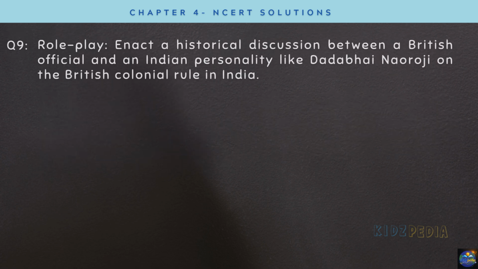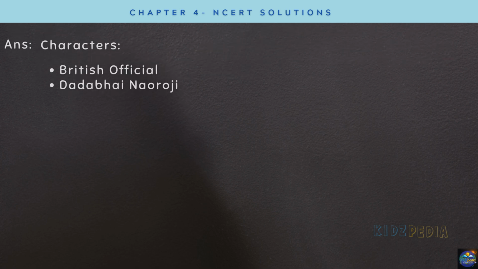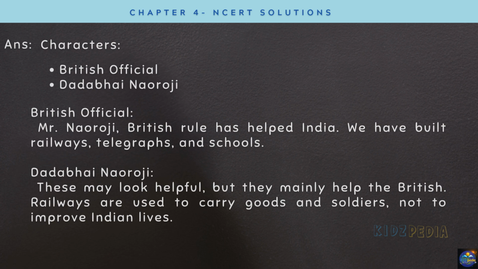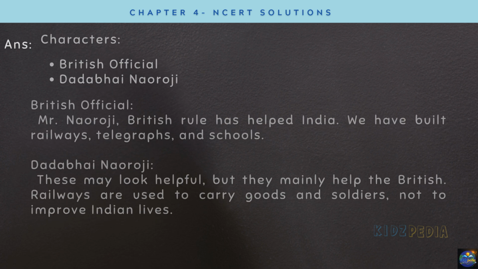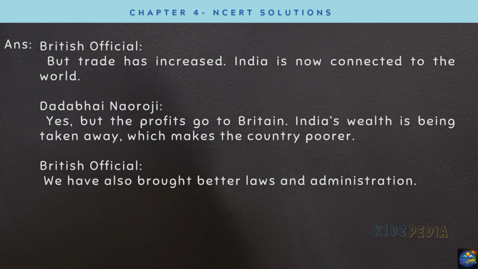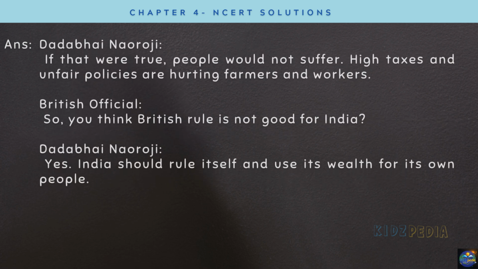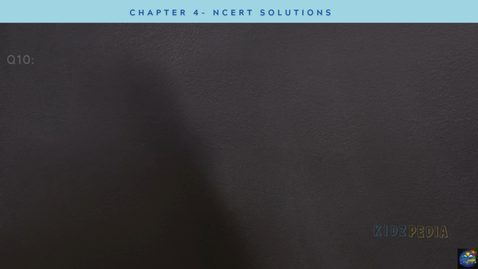Next question. Role play. Enact a historical discussion between a British official and an Indian personality like Dadabhai Naoroji on the British colonial rule in India. So now you need to do a role play, which means acting out a conversation between two people from history. One is a British official and the other is an Indian personality like Dadabhai Naoroji. The discussion should be about British rule in India. You need to think about what each person would say. The British official may defend colonial policies, while Dadabhai Naoroji will explain how British rule affected India negatively, like economic drain and exploitation.